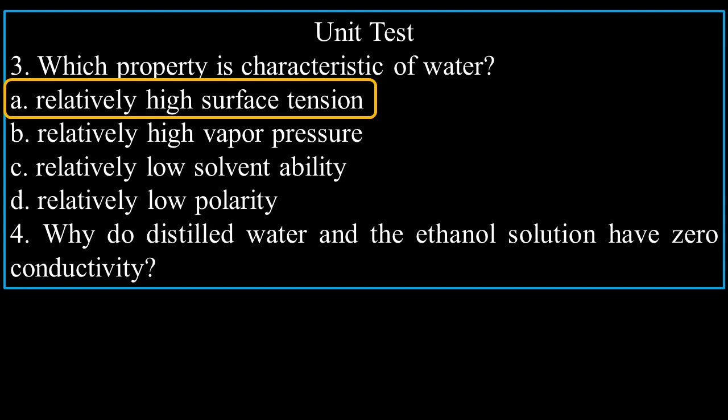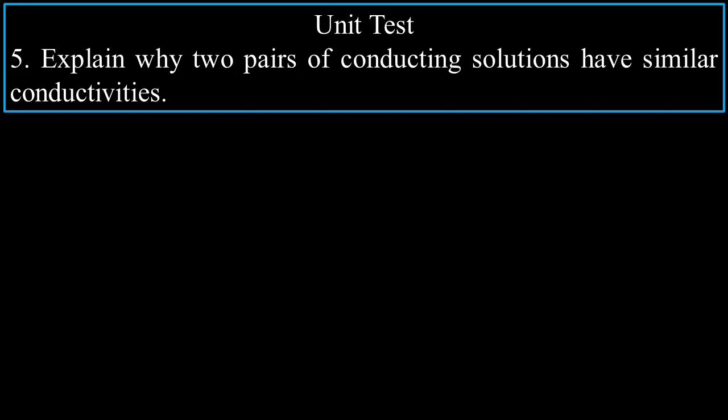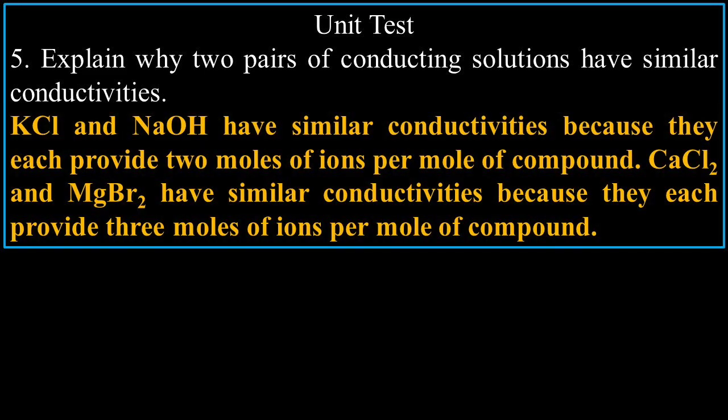Why do distilled water and the ethanol solution have 0 conductivity? When water is purified by distillation, dissolved ions are removed. Ethanol is a molecular compound that does not ionize in water. Explain why 2 pairs of conducting solutions have similar conductivities. Potassium chloride and sodium hydroxide have similar conductivities because they each provide 2 moles of ions per mole of compound.